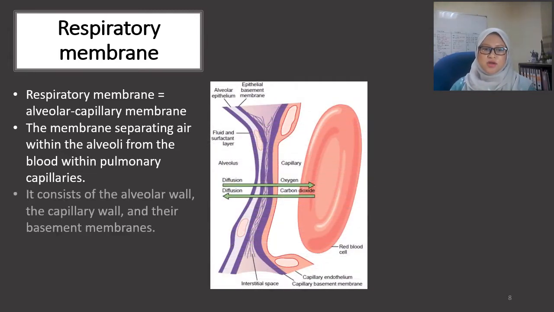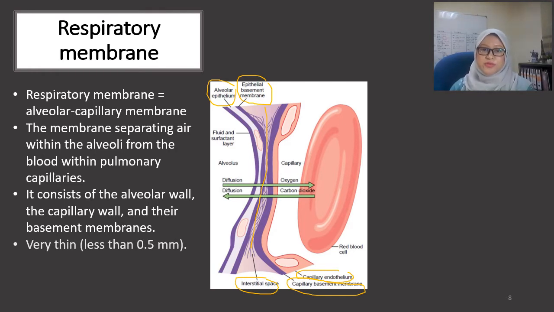It consists of alveolar wall or alveolar epithelial layer, capillary wall or capillary endothelial layer, and their basement membrane. Epithelial basement membrane and capillary basement membrane. And in between those membranes, there is interstitial space. So the respiratory membrane is very thin, which is less than 0.5 millimeter.